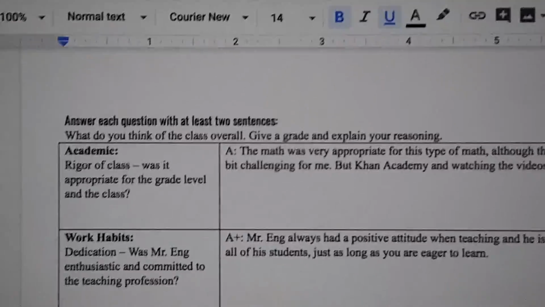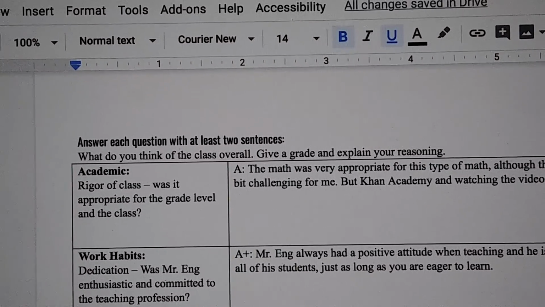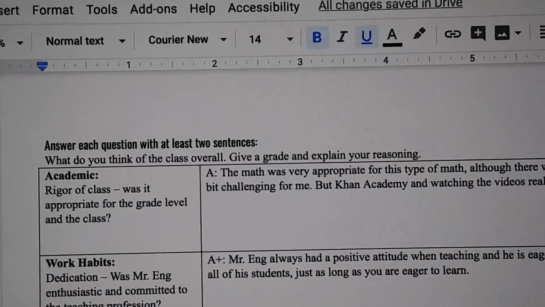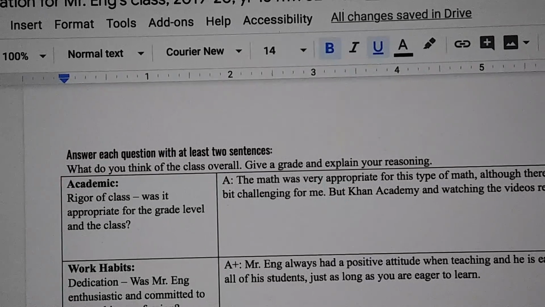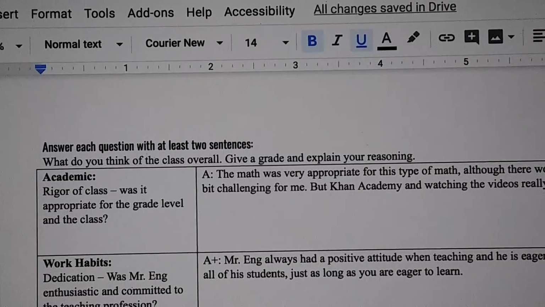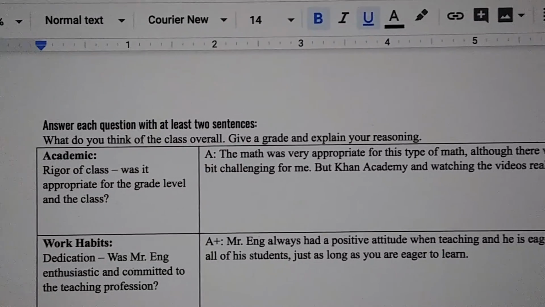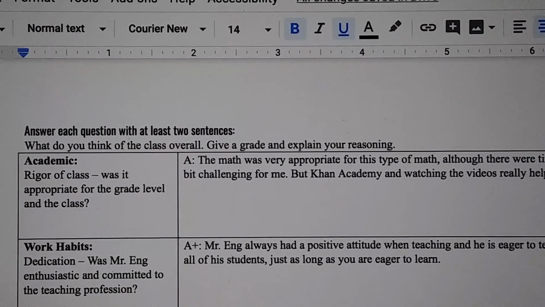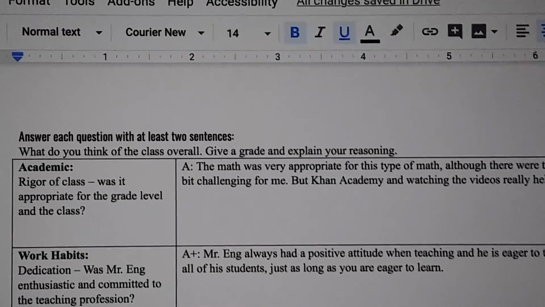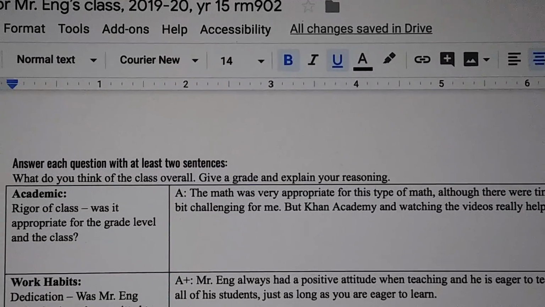For the next question, it says, answer each question with at least two sentences. So the question here asks us, what do you think of the class overall? Give a grade and explain your reasoning.